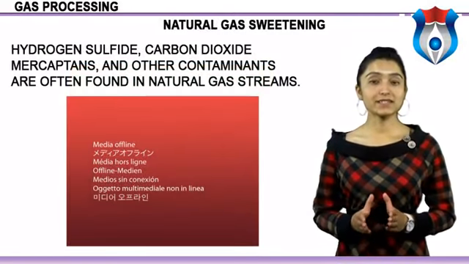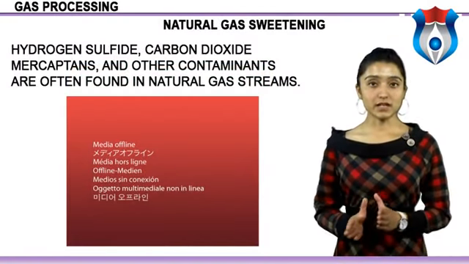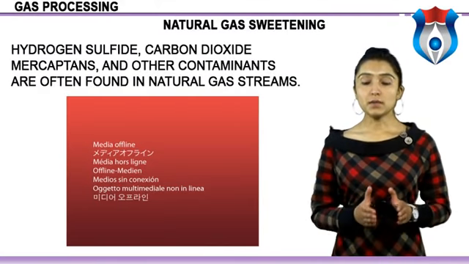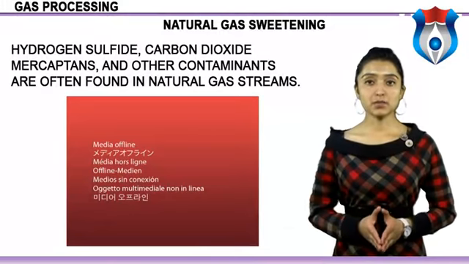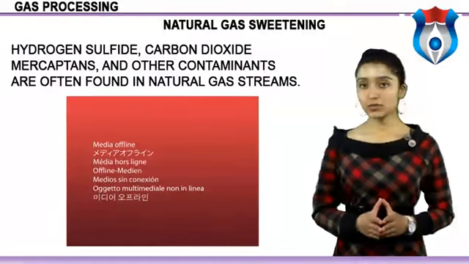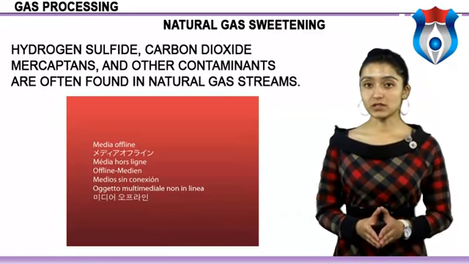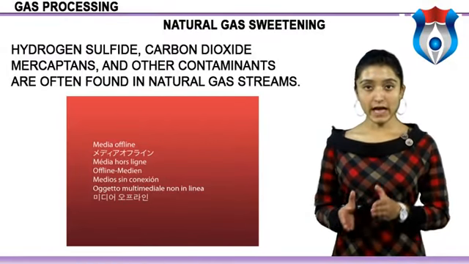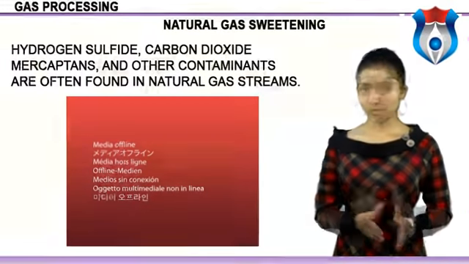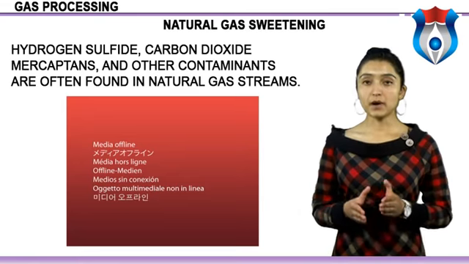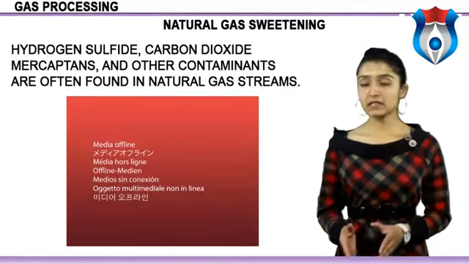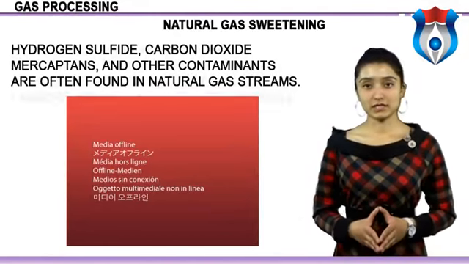Now moving on to the next topic, we will study natural gas sweetening. Hydrogen sulfide, carbon dioxide, mercaptans and other contaminants are often found in natural gas streams. Gas sweetening processes remove these contaminants so that the gas is marketable and suitable for transportation. The removal of H2S from natural gas is accompanied by the removal of CO2 and COS if present, since these have similar acid characteristics.